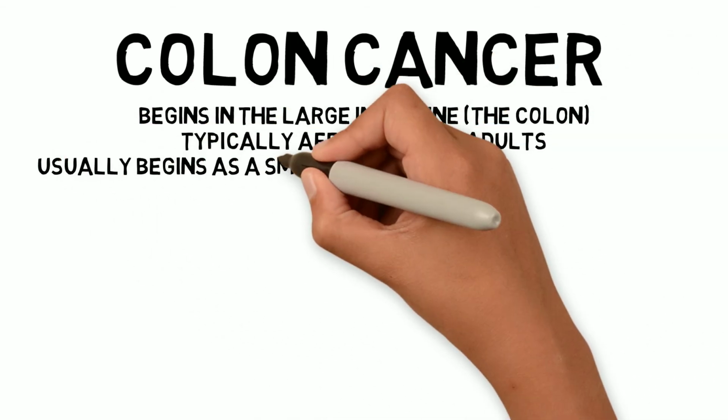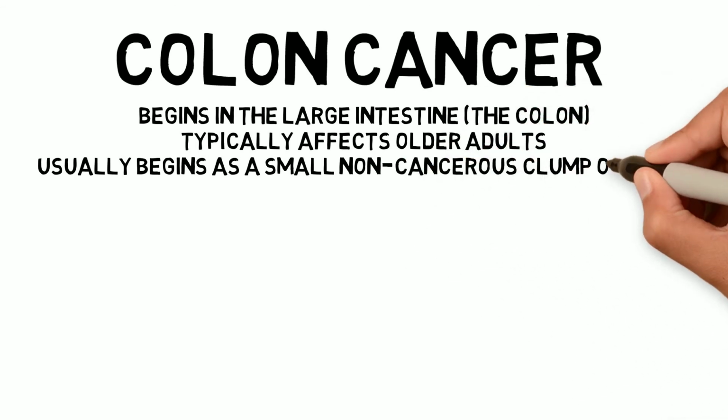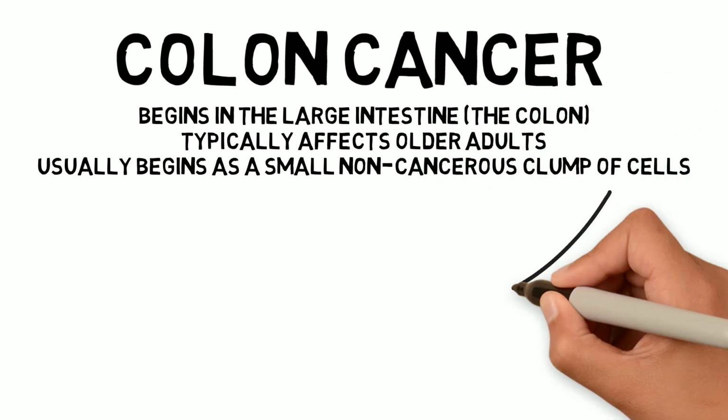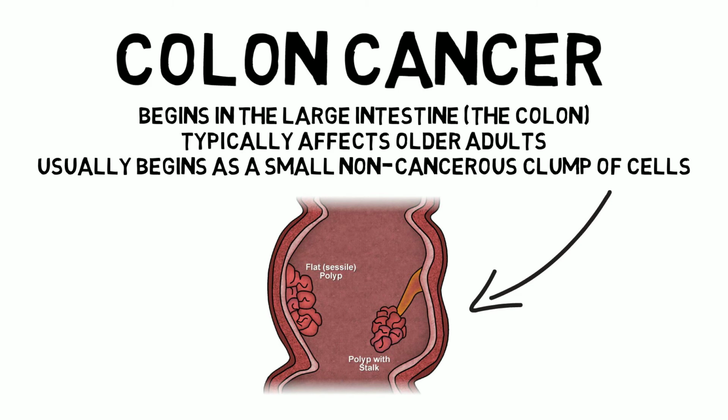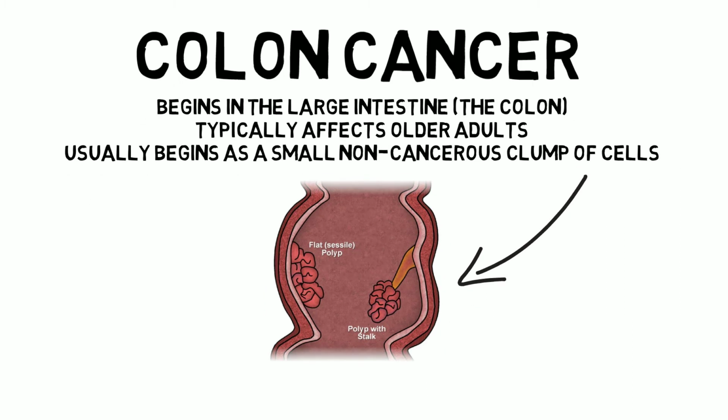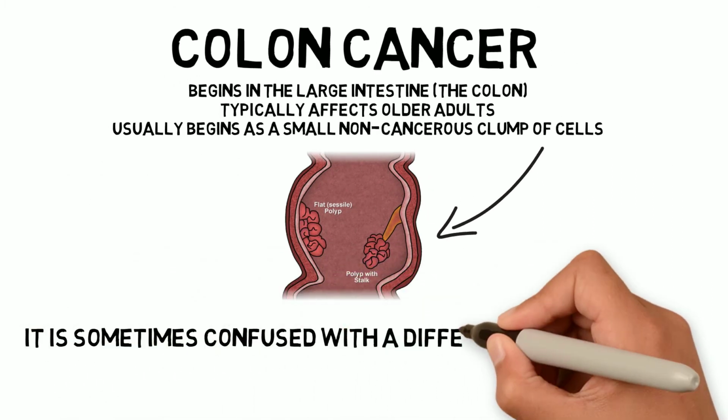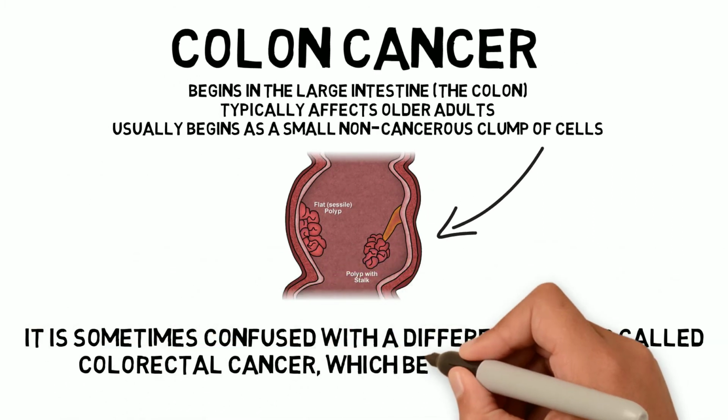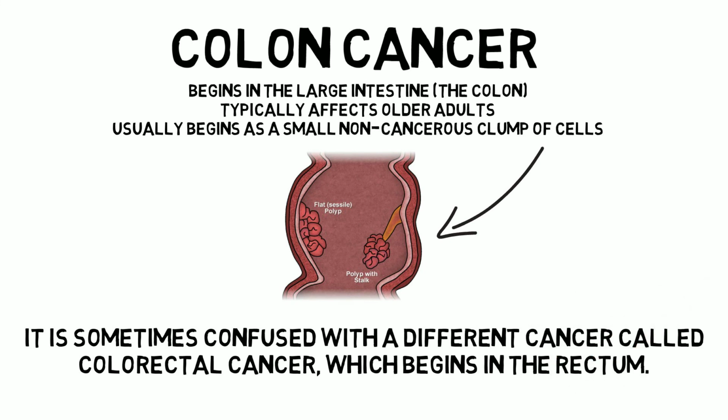Most times, it begins as a small non-cancerous clump of cells called polyps. The polyps form on the inside of the colon. Polyps can become colon cancers. Polyps have few, if any, symptoms. Colon cancer is sometimes called colorectal cancer, but is actually a different cancer. This type begins in the rectum, which we will cover next week.